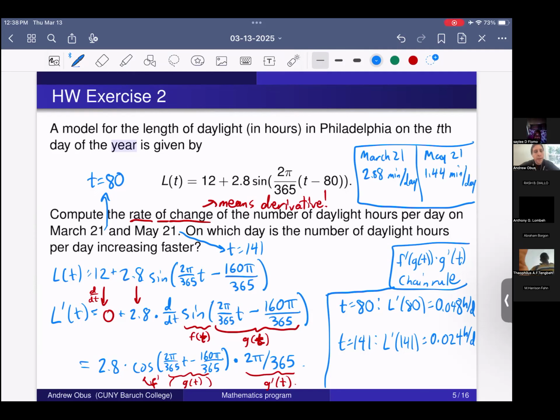Okay. And so that means that the number of daylight hours is increasing faster in March than it is in May, which makes sense. Exactly, James. And that makes sense because March is near the equinox, right? The days are getting longer faster.